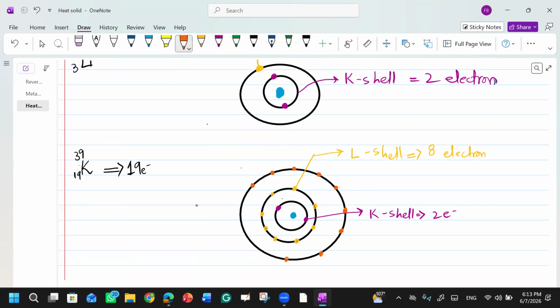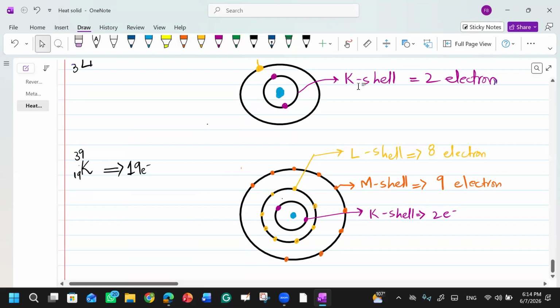I should draw this in another way so that it can be filled. Now this is the M shell. In the M shell we have filled 9 electrons. So in total now you have 19 electrons. So this is the diagram of the potassium, but in potassium you cannot have such a thing like this. There is 2, 8, 9.